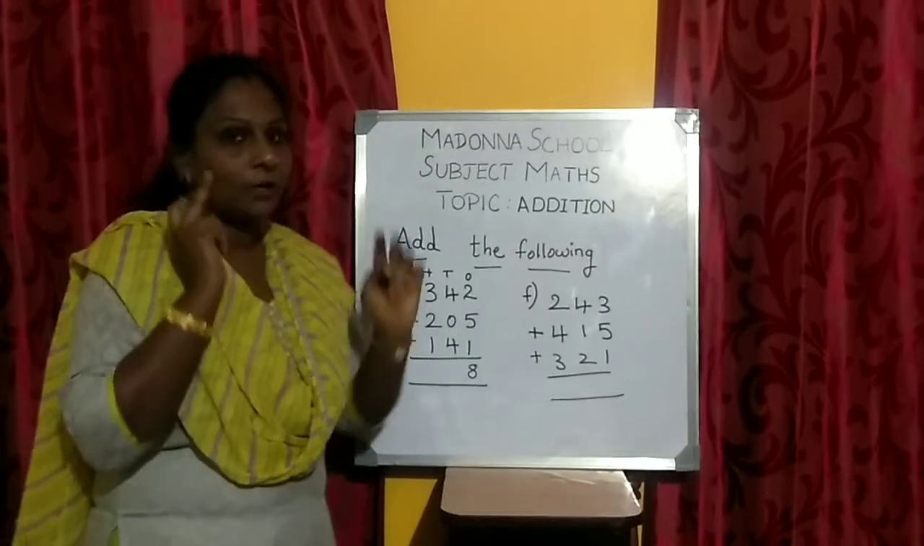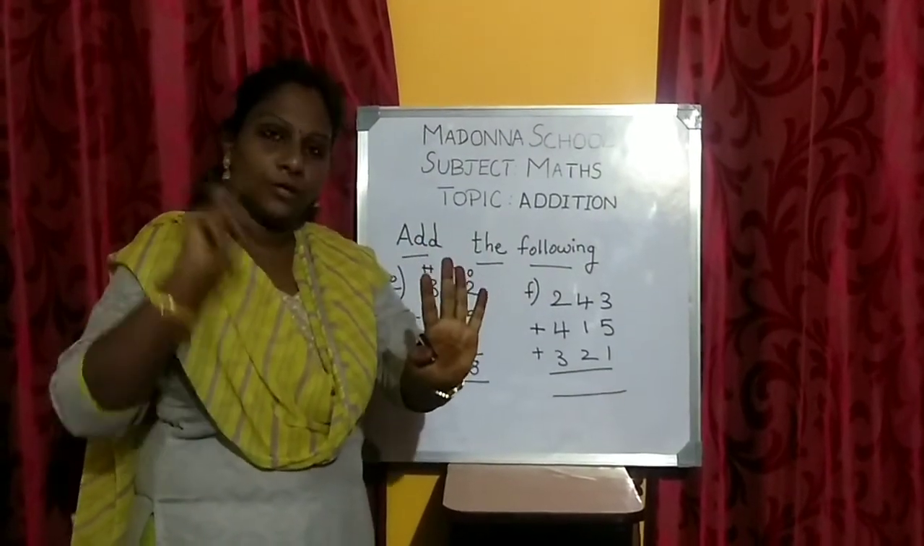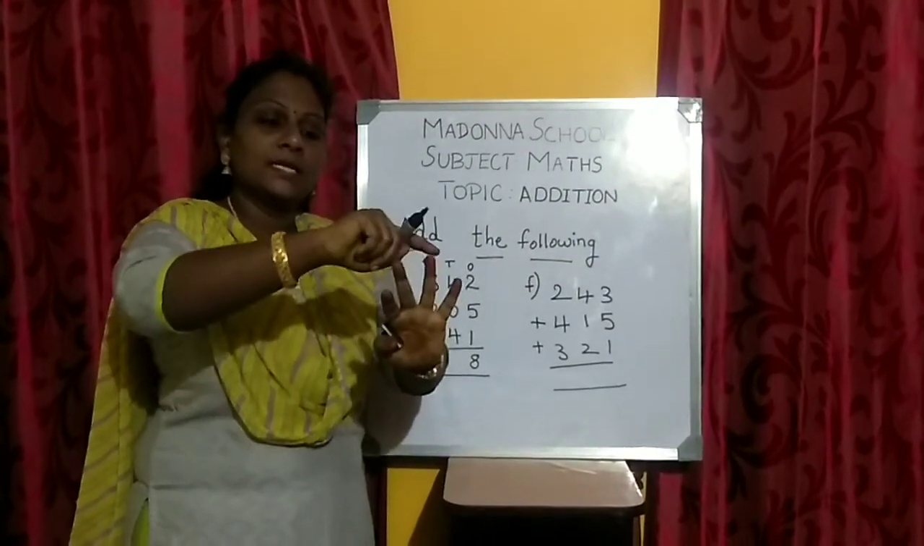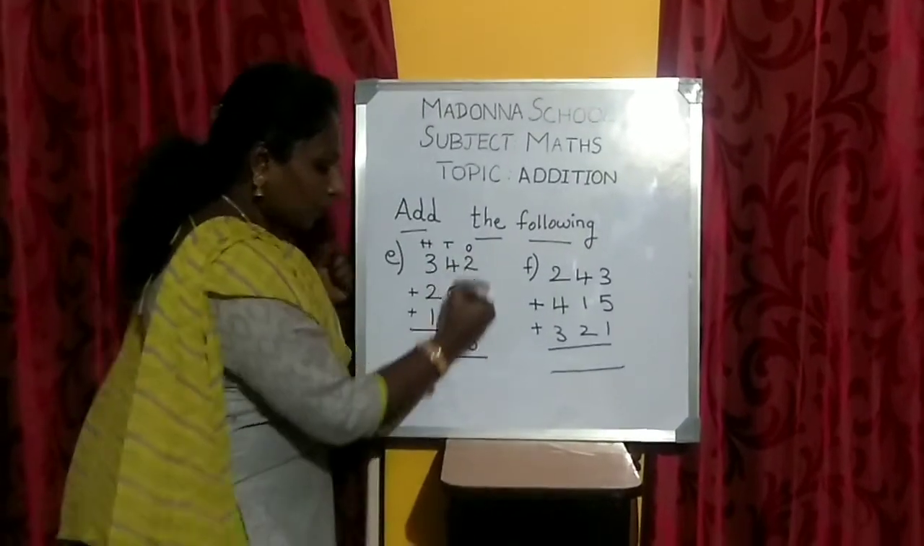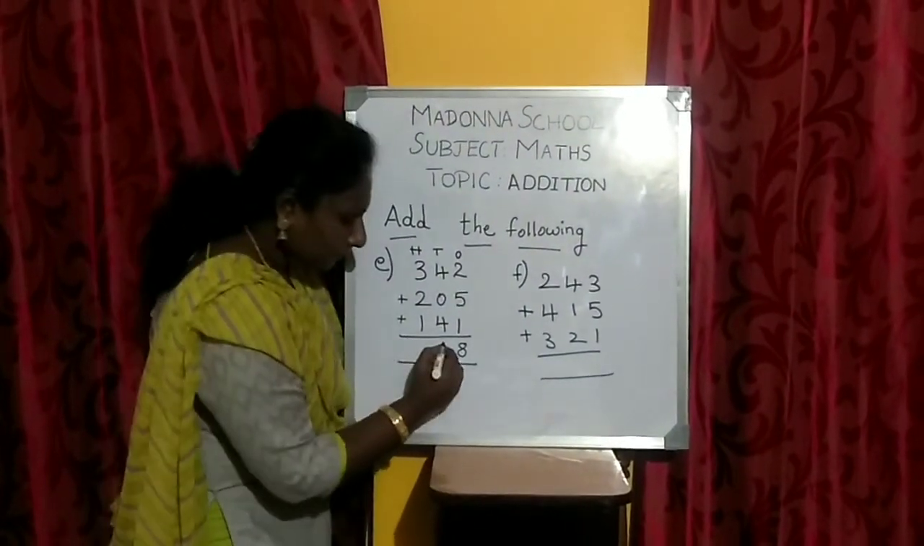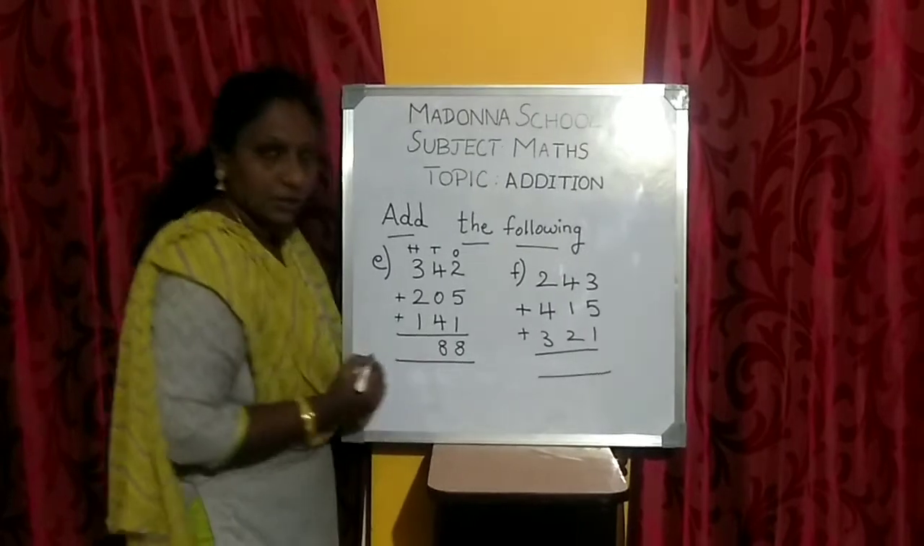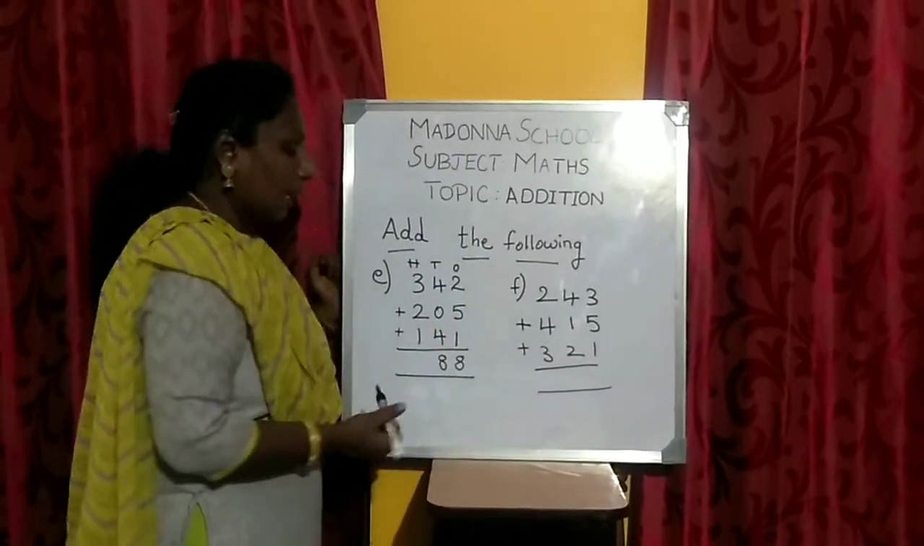So 4 in your mind, 4 show it in your finger. After 4, 5, 6, 7, 8. So 4 plus 4 equals how much, children? 8. Okay, now add the numbers in hundreds place.